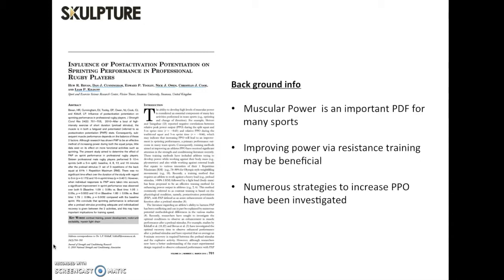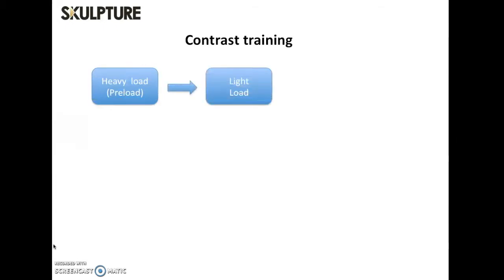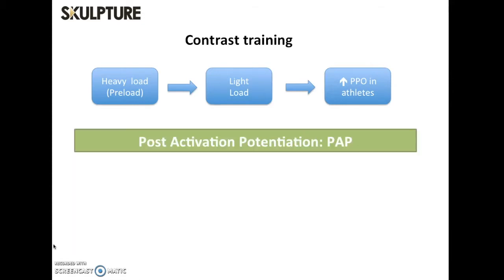One of these other strategies that have been suggested to improve peak power output, and what we're going to discuss today, is contrast training. Contrast training involves the use of a heavy load called a preload, followed by a lighter load lift. So a heavy loaded lift followed by a light load lift. And this has been shown to increase peak power output in athletes. So the athlete completes a heavy loaded lift, subsequently followed by a lighter load lift, and in that light load lift, the peak power output has been shown to increase.